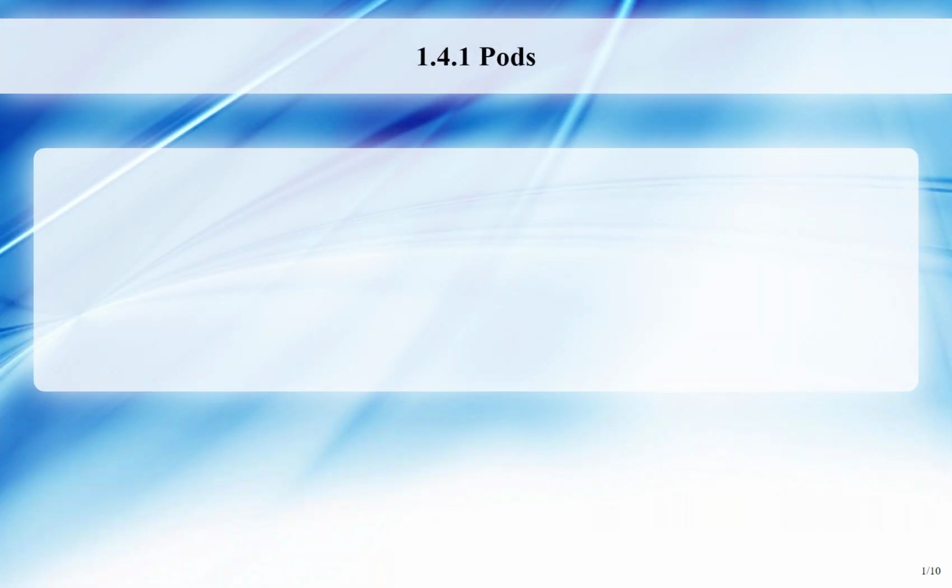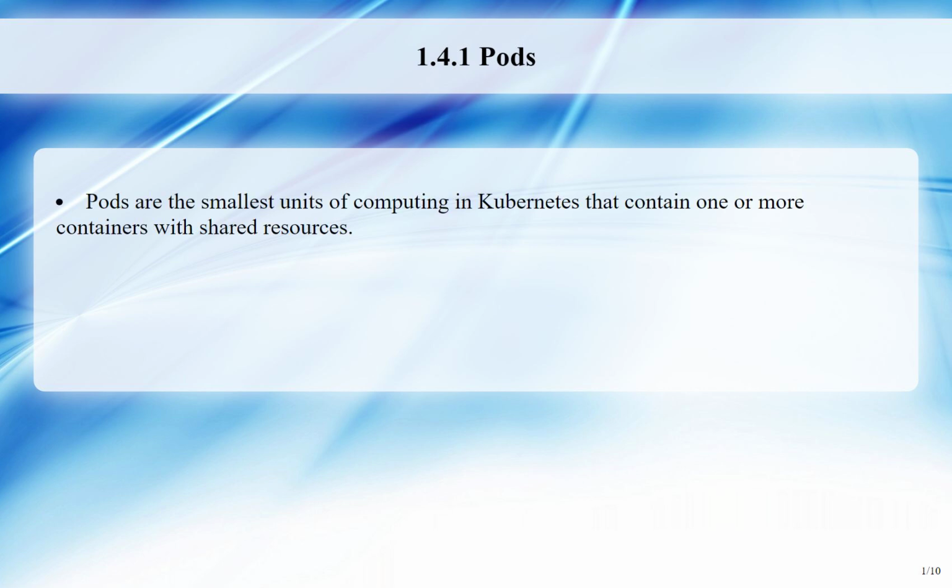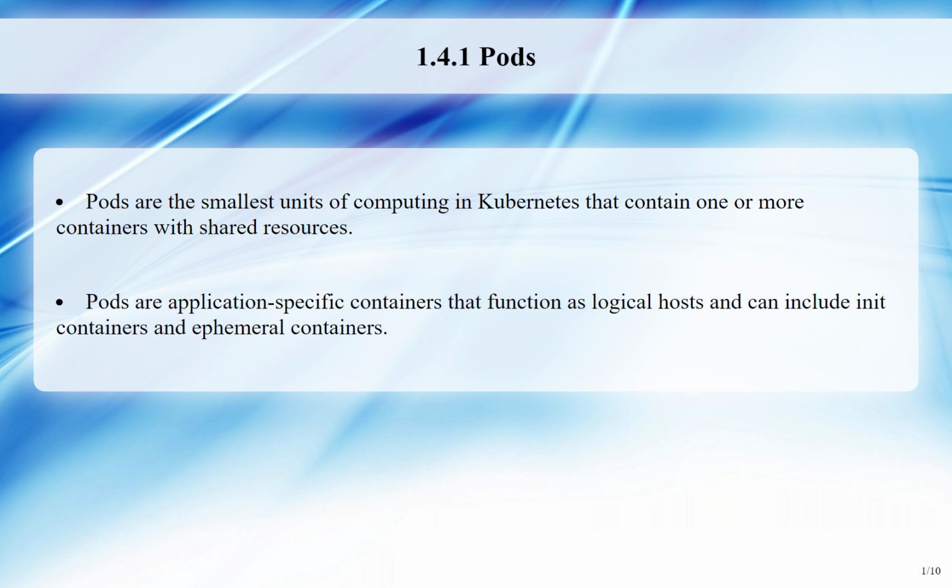Chapter 1.4.1 Pods. Pods in Kubernetes are the smallest deployable units of computing that consist of one or more containers with shared storage and network resources. They are co-located, co-scheduled, and run in a shared context. Pods serve as application-specific logical hosts and can include init containers for startup processes and ephemeral containers for debugging. In non-cloud contexts, pods are similar to applications running on the same machine.